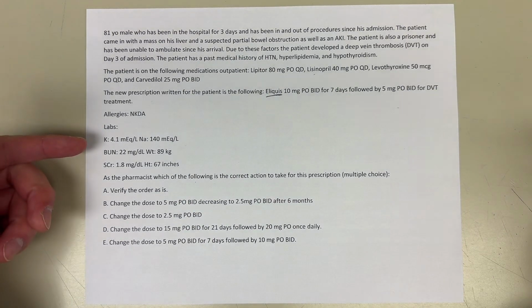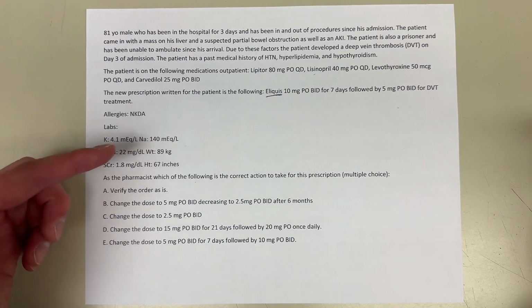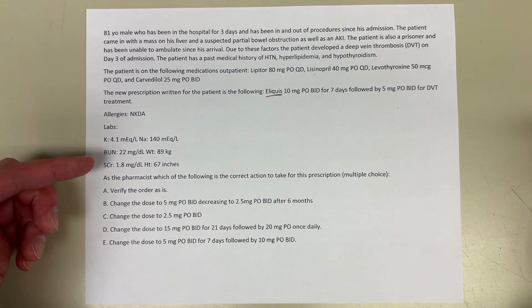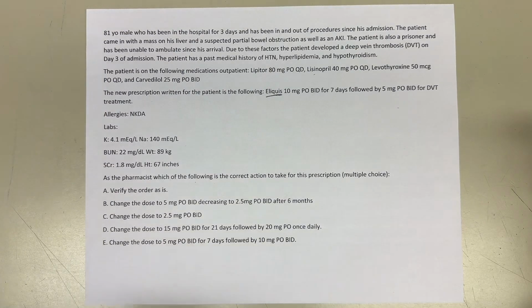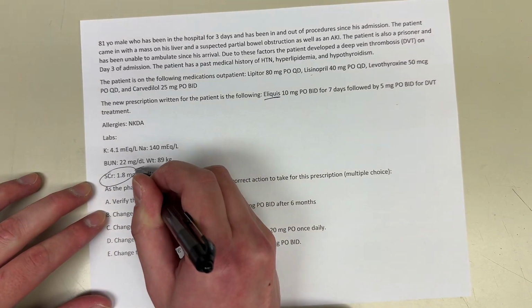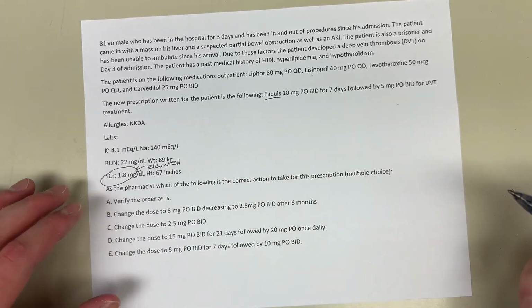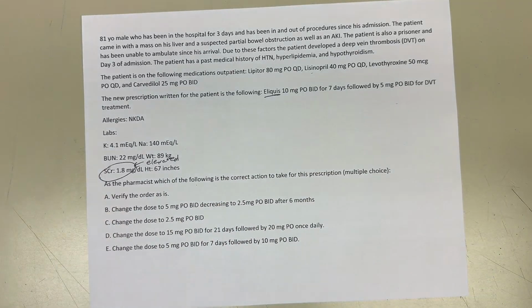So when you go through the labs here, it says potassium 4.1. That's normal because it's between 3.5 and 5.5. Sodium normal between 135 and 145. BUN is about normal because it should be between like 8 and 18. So it's slightly elevated, but usually considered normal. Serum creatinine 1.8. This is definitely elevated, so you should always take note of that, because serum creatinine normally is between 0.6 and 1.2.